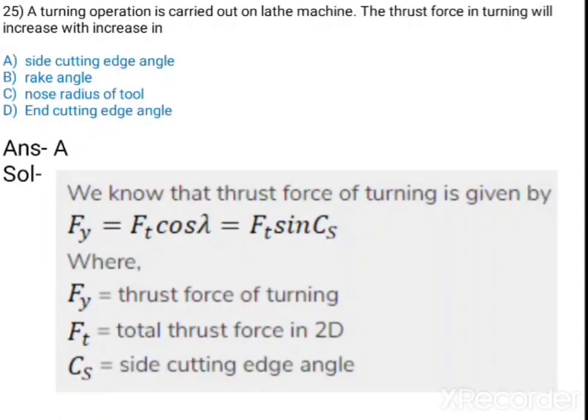Now question 25. A turning operation is carried out on the lathe machine. The thrust force in turning will increase with increase in the side cutting edge angle. How? Let's see. We know the thrust force in turning, Fy, is equal to Ft into cos of lambda, or in terms of cutting edge angle, Ft into sin Cs, where Cs is the side cutting edge angle. So option number A is correct.